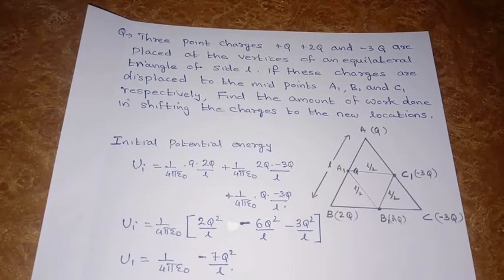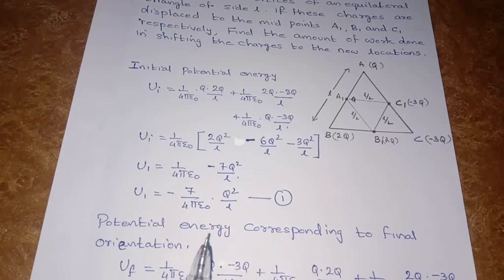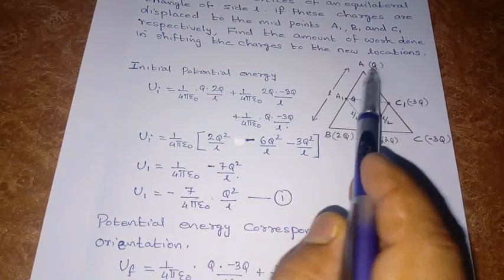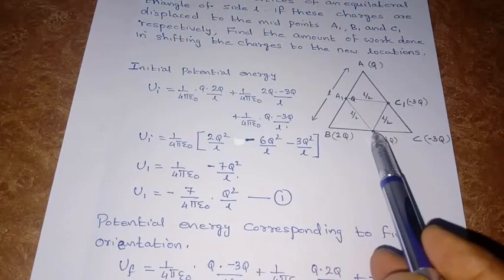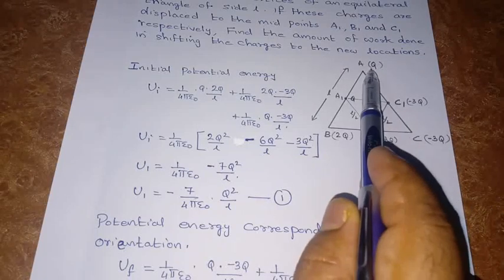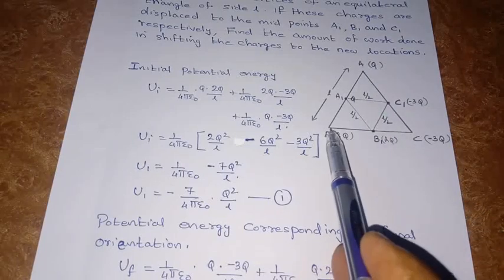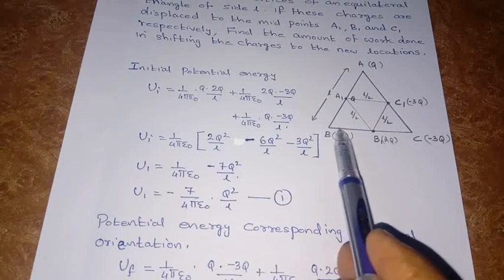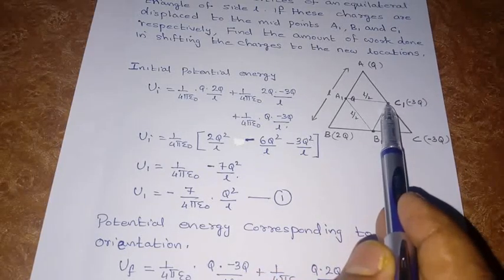So the total initial potential energy U1 is equal to minus 7 by 4 pi epsilon 0 into Q square by L. Put it as equation number 1. Now they are asking to find the new potential energy when the charges are shifted to the positions A1, B1 as well as C1. So that means the position of charge Q is now at A1, the position of charge 2Q at B is now at B1, and the position of charge minus 3Q at C is now at C1.